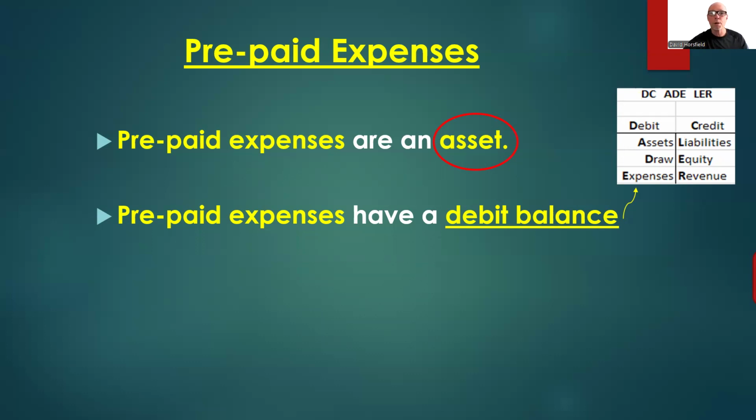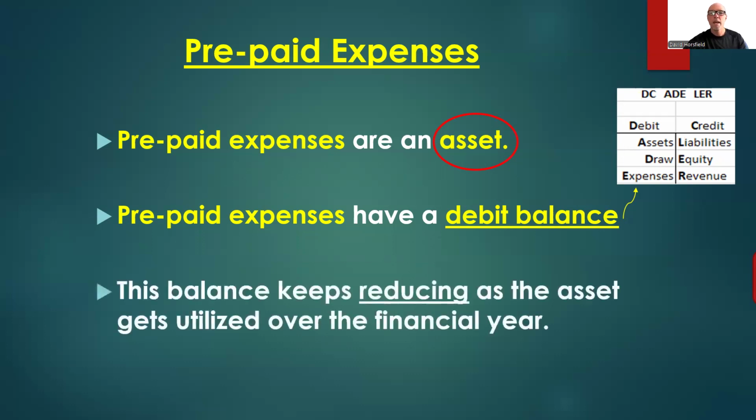Let's unpack that again. Prepaid expenses are an asset. We're talking about expenses and an asset, so we're kind of blurring the lines here a little bit. But prepaid expenses are an asset. Prepaid expenses have a debit balance, and this balance will keep reducing as the asset gets used over the financial year or over an accounting period. So we're still all operating on the debit side of the DC Adler grid. That's an important takeaway. Assets and expenses both live on the debit side.